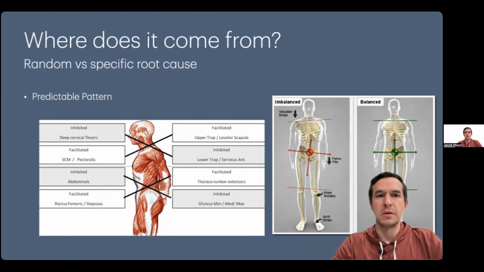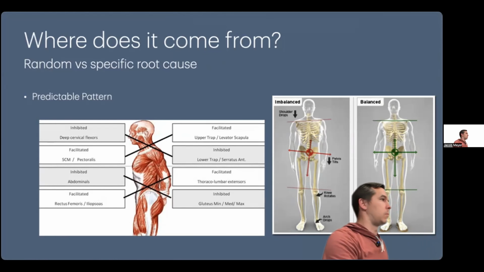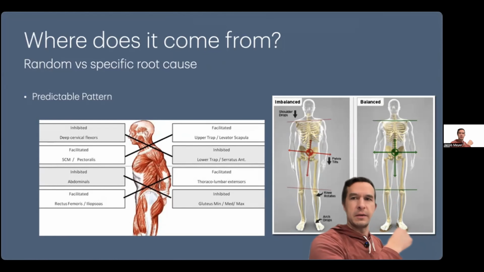Everything follows a very predictable pattern. So I put these two pictures in here. There's something called upper cross syndrome and lower cross syndrome. Upper cross syndrome is what some people call tech neck, or that posture where we bring the head forward and our shoulders are rounded. What happens is we get stiff and tight in the back of our neck and in our pecs, and we get long and weak in our neck muscles and our upper back muscles.